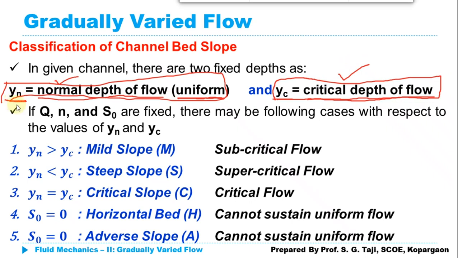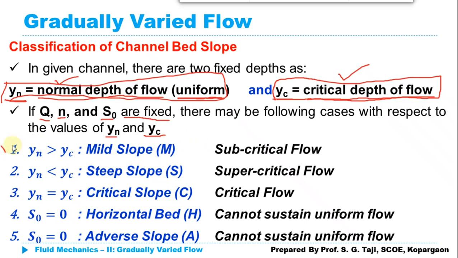Now, if I keep Q, the rate of flow, n, the coefficient of roughness, and S0, the bed slope of the channel, fixed, and yn and yc are already fixed, then the values of yn and yc can help us classify our channel bed slope. By considering different values of yn and yc, we can simply determine which kind of slope is there in the channel. So let us consider all those values.